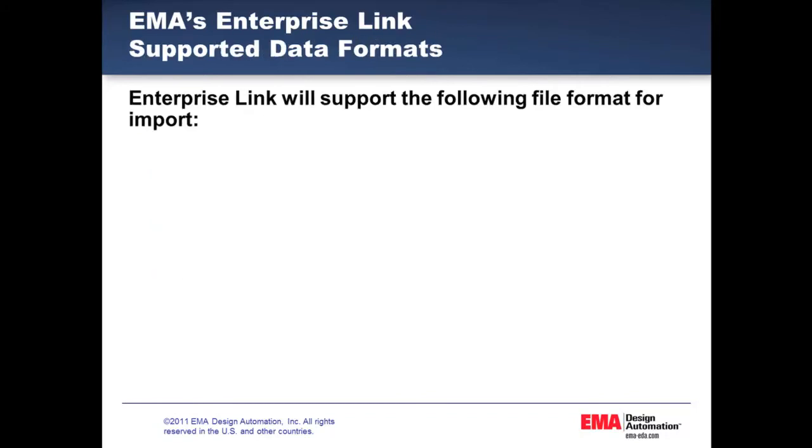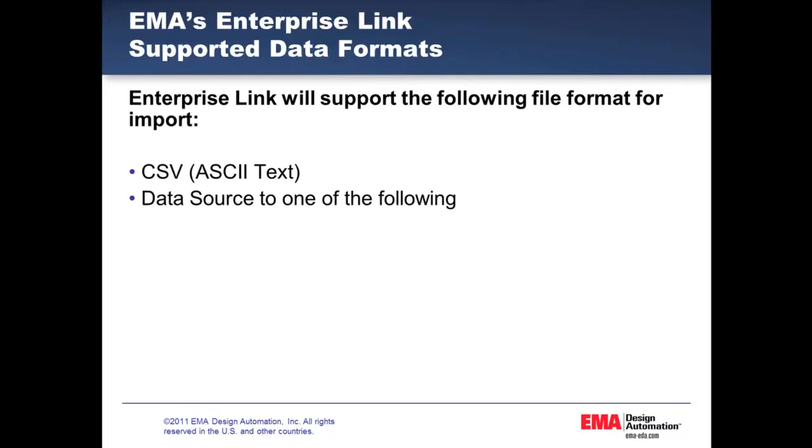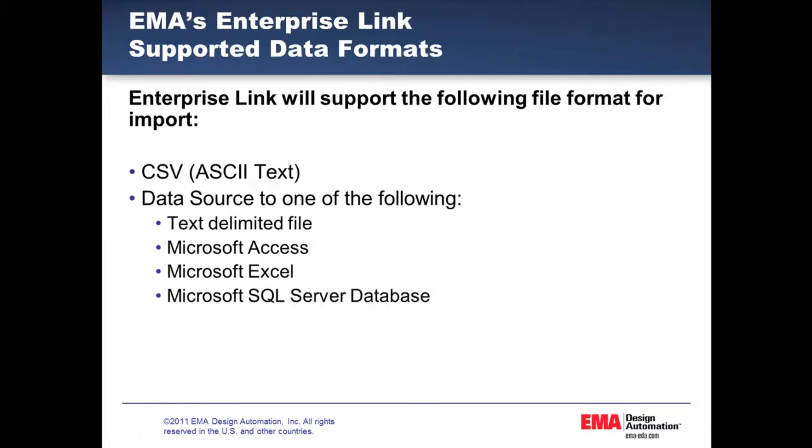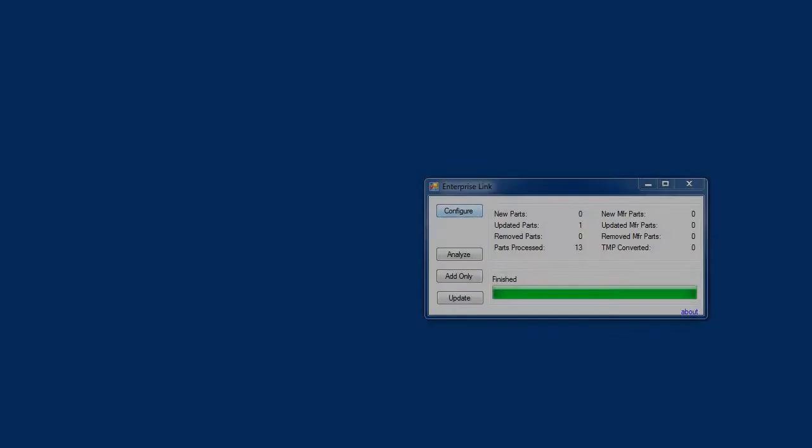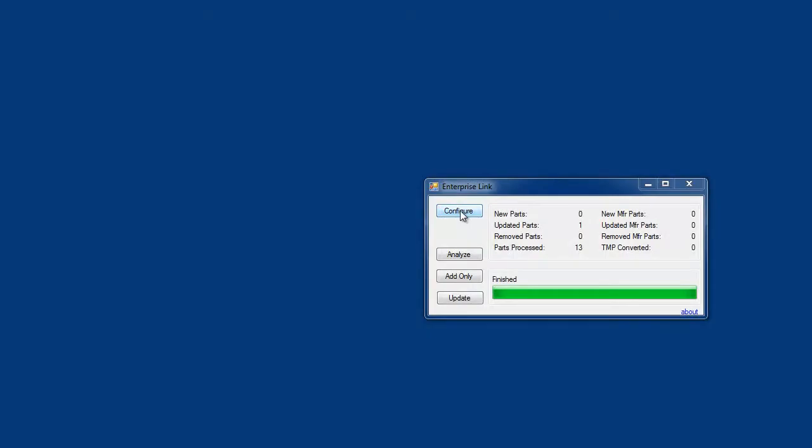Enterprise Link will support the following file formats for import: an ASCII CSV file, ODBC data sources that include Text Delimited, Microsoft Access, Microsoft Excel, and Microsoft SQL Server databases. During the installation, sample files of these formats are provided. Enterprise Link's easy and intuitive interface allows the administrator the ability to quickly configure the integration.